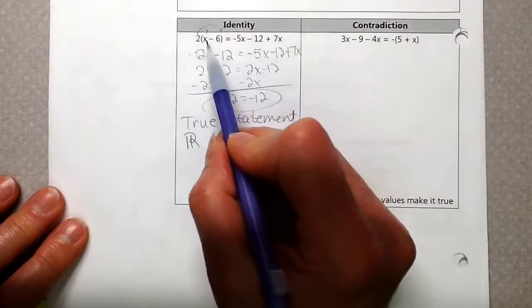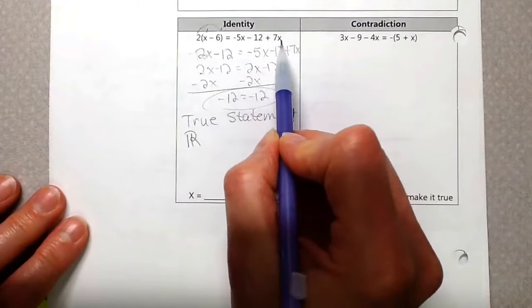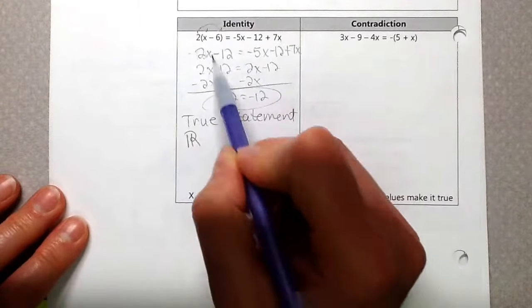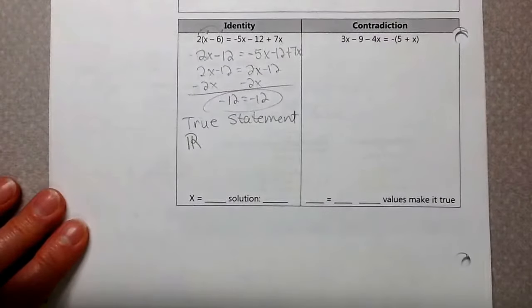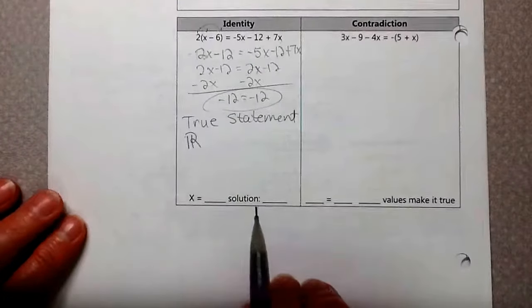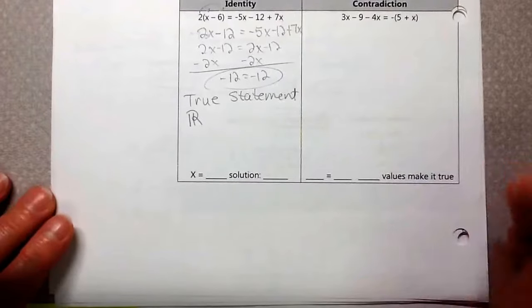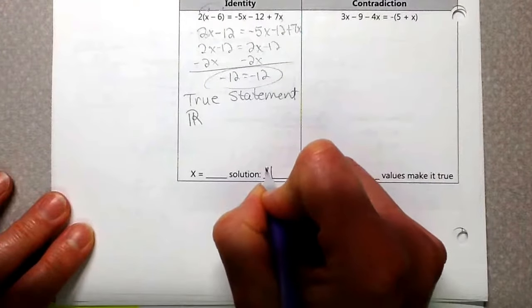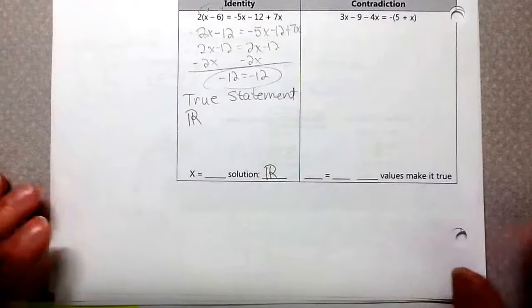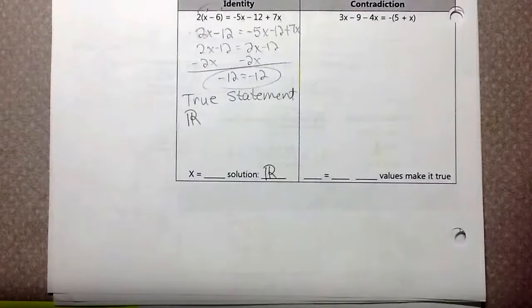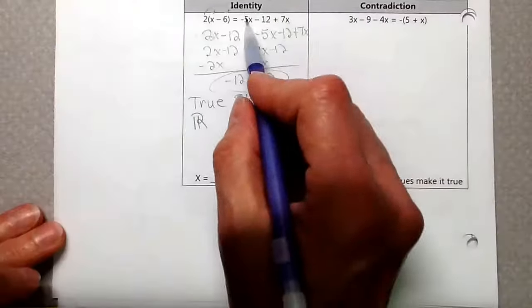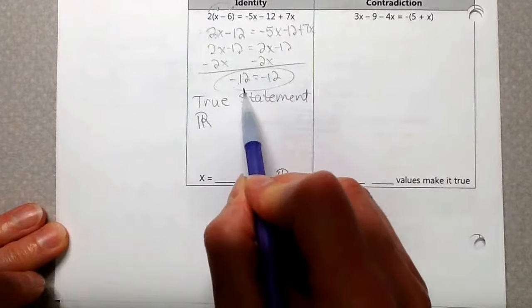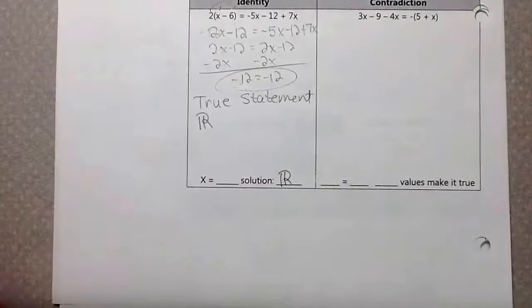I could substitute a 1 in here, here, and here, and it would be a true statement. I could substitute a -50 in here, here, and here, and it would be a true statement. You can go ahead and try that if you want to. So the solution is all real numbers. Now don't put infinity. Sometimes I have students write infinity, but the correct solution is all real numbers. Okay, so that's the identity. It's identical on either side. Any real number will work.